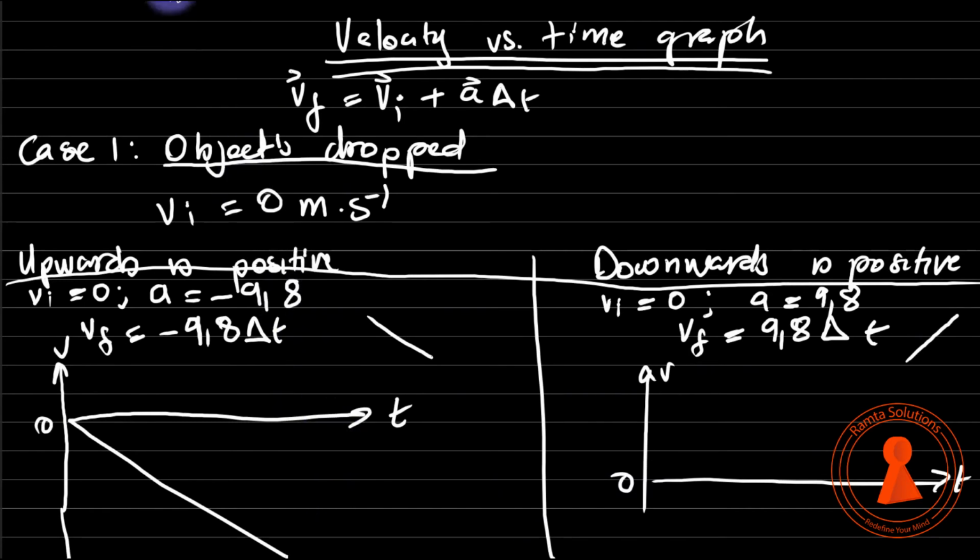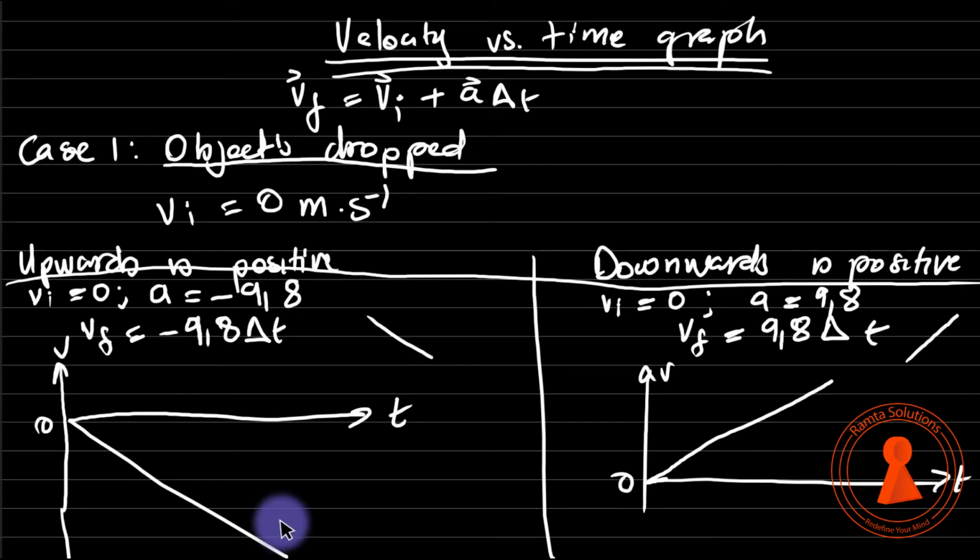Okay, and then this one here, again, starts at 0, but remember it's positive, so it's like this. So this is velocity versus time when an object is dropped. As you can see, the y-intercept is at 0. This tells you that initial velocity is 0, right? And this is how your object is. So the final velocity will be the velocity at which the ball hits the ground.